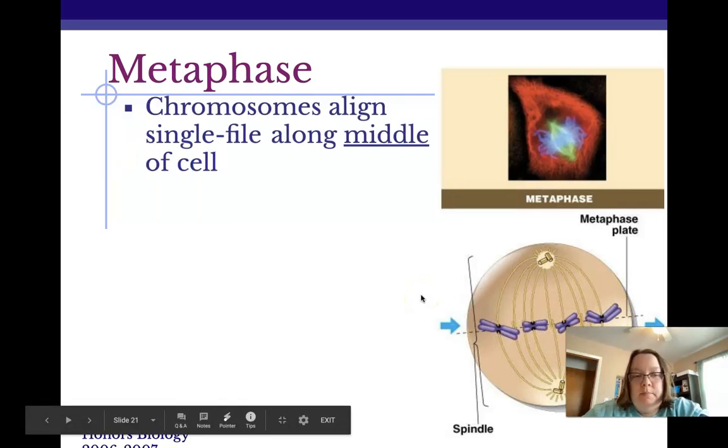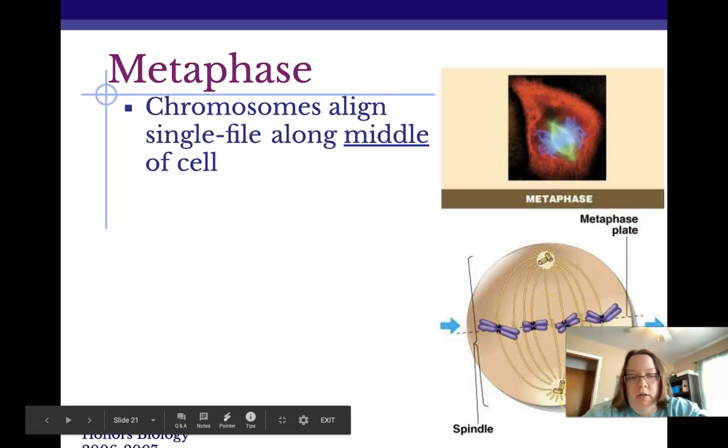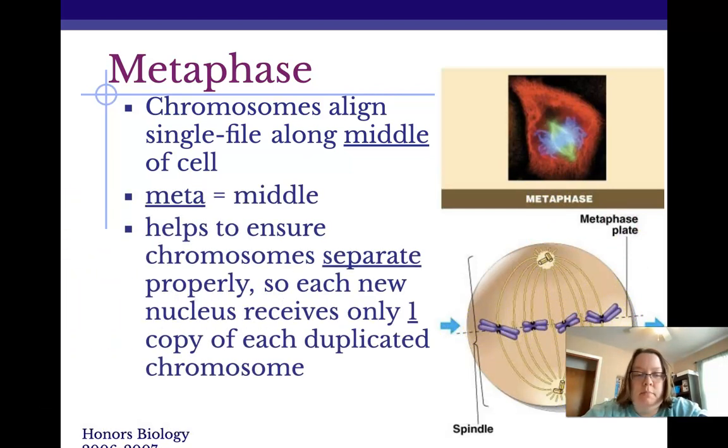During metaphase, the chromosomes line up in the middle, M for middle. They line up in the middle so that when the cell splits, it's nice and organized. Half goes to one side, half goes to the other, and we'll see what that looks like. So again, meta means middle. This is going to help ensure that we separate properly. We only want one of each duplicated chromosome in the other cell. If they don't line up, they're just going to do stuff randomly.